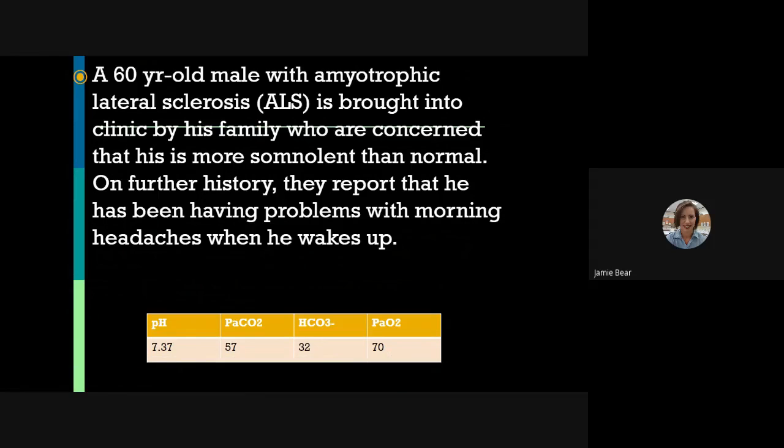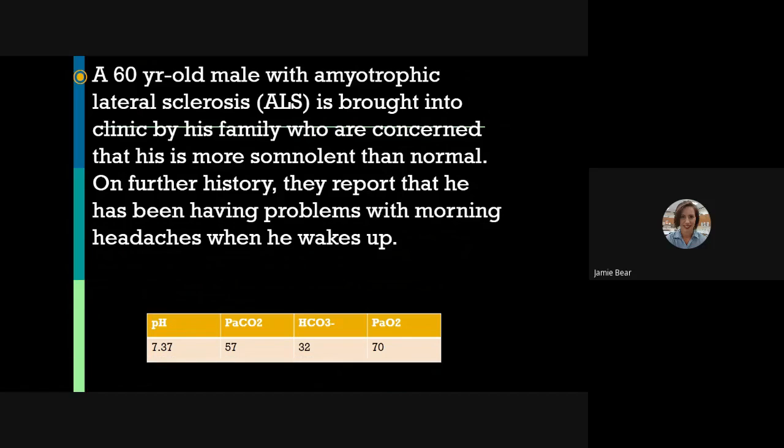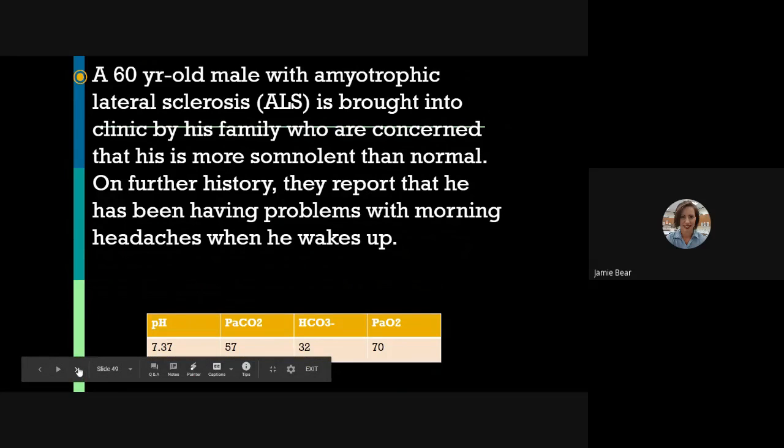So this gentleman has a chronic or fully compensated respiratory acidosis. And most likely, he also has mild hypoxemia. So most likely with this patient, he's hypoventilating at night, and therefore his CO2 levels and oxygen levels are going down. And that's the problem. That's what's causing the headaches and the somnolence.